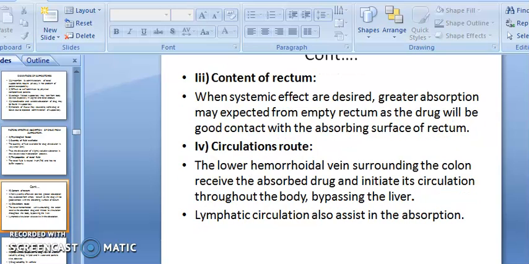Then, circulation route. The lower hemorrhoidal vein surrounding the colon receives the absorbed drug and initiates its circulation throughout the body, bypassing the liver. As you know, the colon contains hemorrhoidal veins. When we insert the suppository in the rectal cavity, the drug is absorbed into the veins and circulates in the whole body, bypassing the liver. Lymphatic circulation also assists in the absorption. When the drug is absorbed with the help of the lymphatic system, it also assists the absorption of your drug.